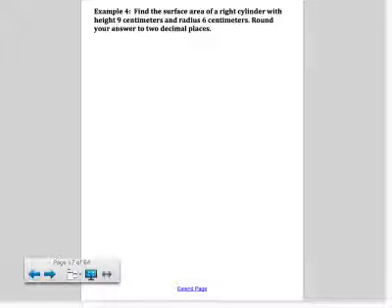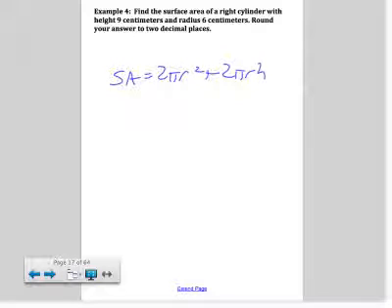Alright, it says find the surface area of a right cylinder with a height of 9 centimeters and a radius of 6. So you can draw a picture, or you can just know surface area equals 2 pi r squared plus 2 pi r h.